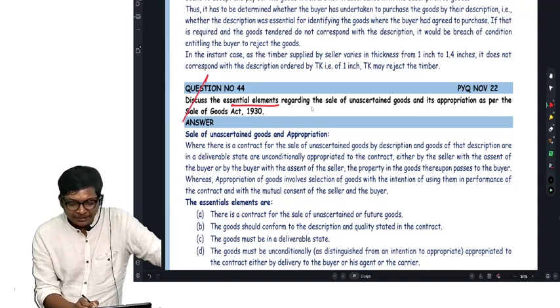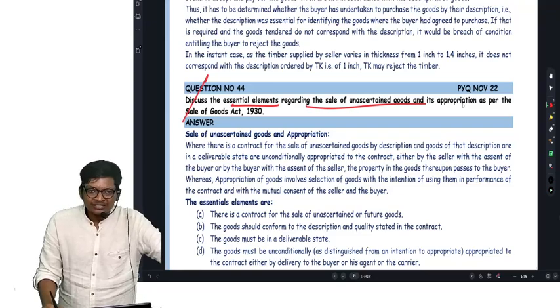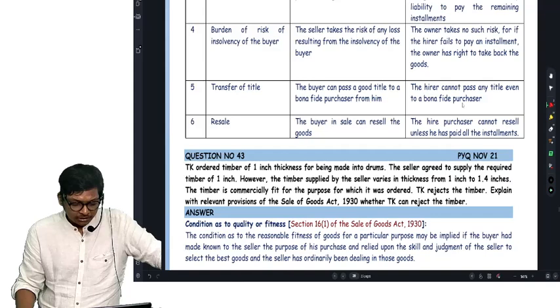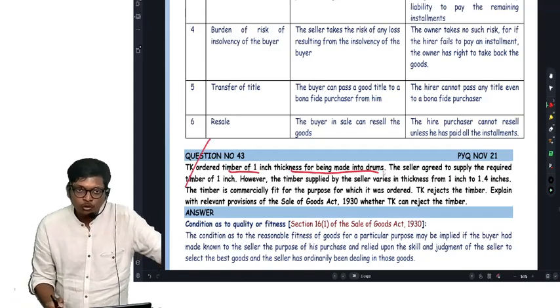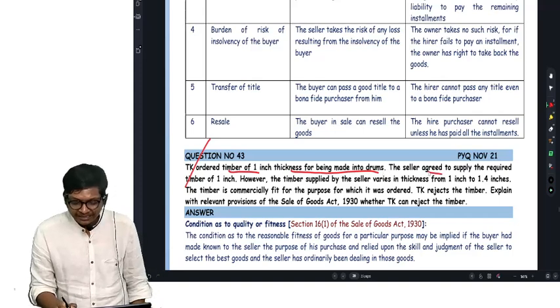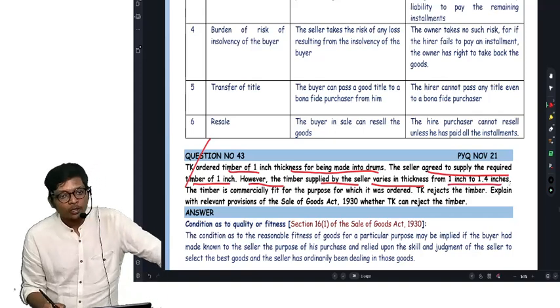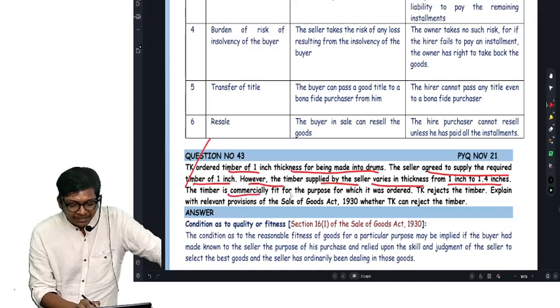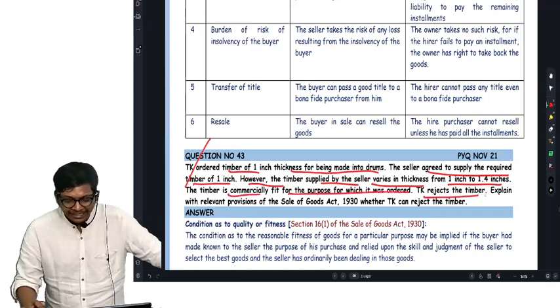Discuss the essential elements regarding the sale of unascertained goods. We already saw that same vegetable vendor example. Next, TK ordered timber of 1 inch thickness for being made into drums. The seller agreed to supply the required timber of 1 inch. However, timber supplied by him varies in thickness from 1 to 1.4. I asked for 1 inch, you gave 1 to 1.4. The timber is commercially fit for the purpose for which it was ordered. TK rejects the timber. Can he reject the timber?